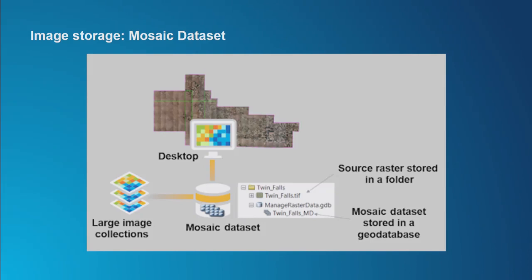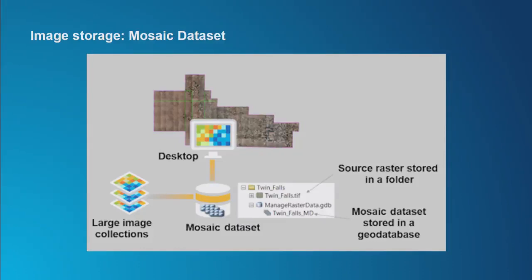What the Mosaic data set will do, it will dynamically mosaic that imagery together and display it as one seamless image. We can apply functions to it. We can actually set up rules for what's displayed on top, maybe the newest imagery or the newest cloud-free image, whatever it is we want to see.